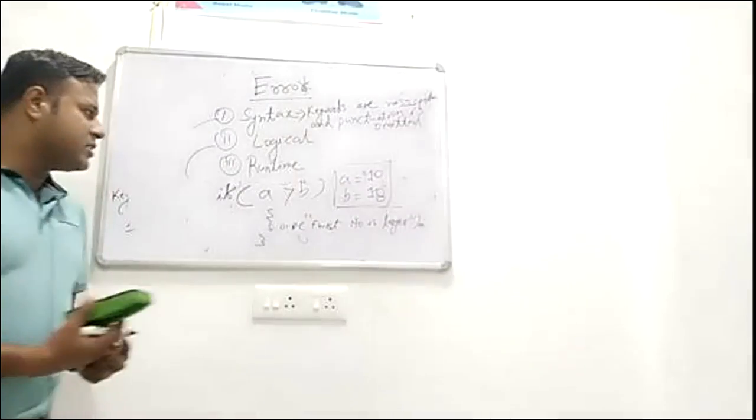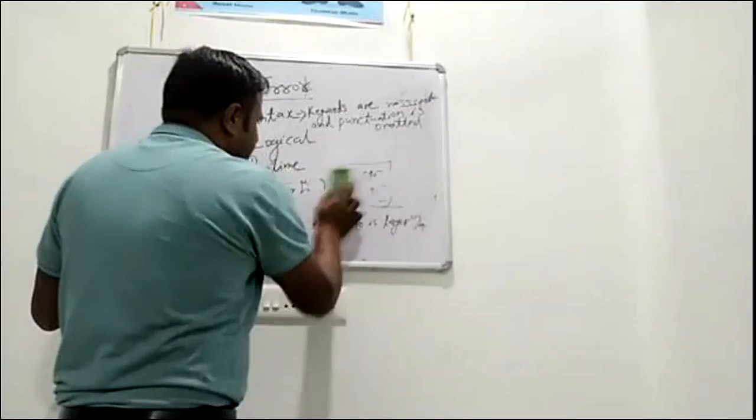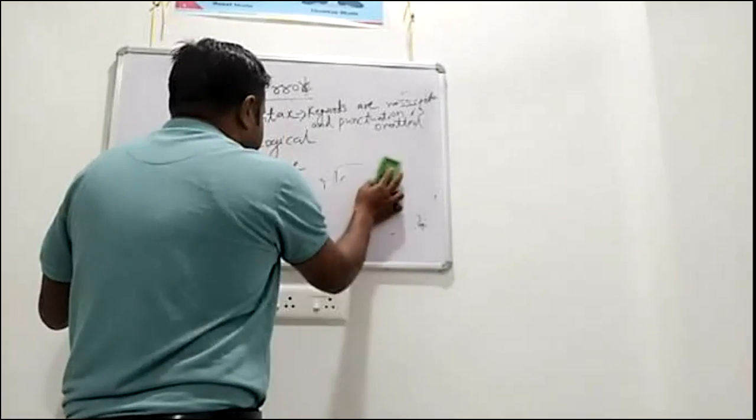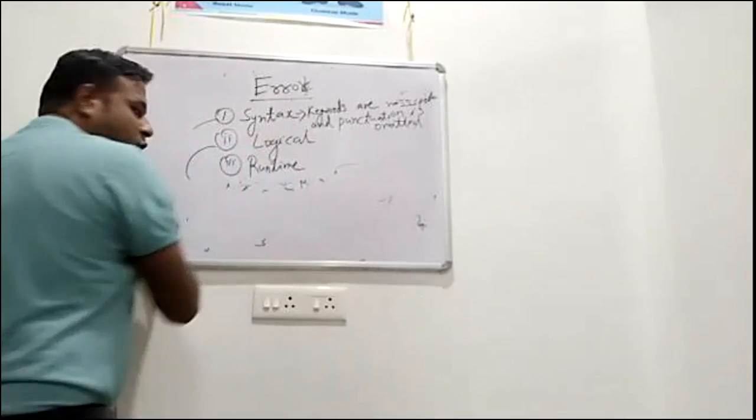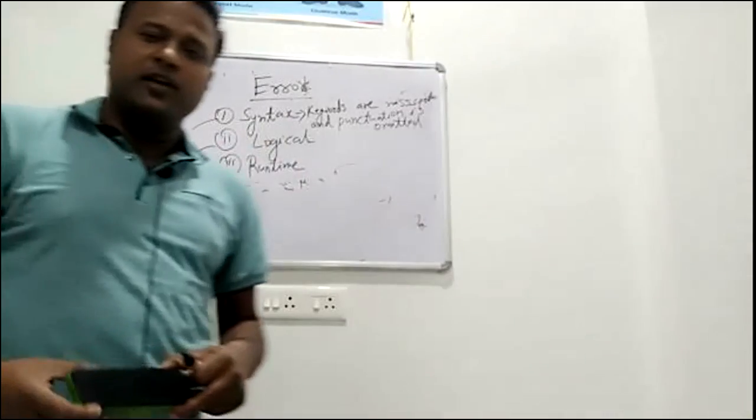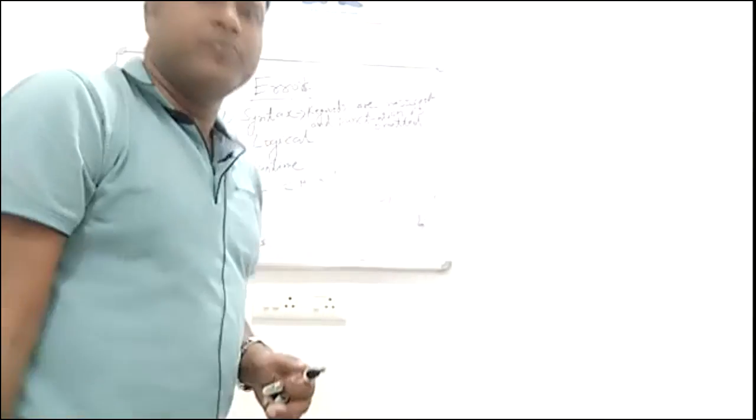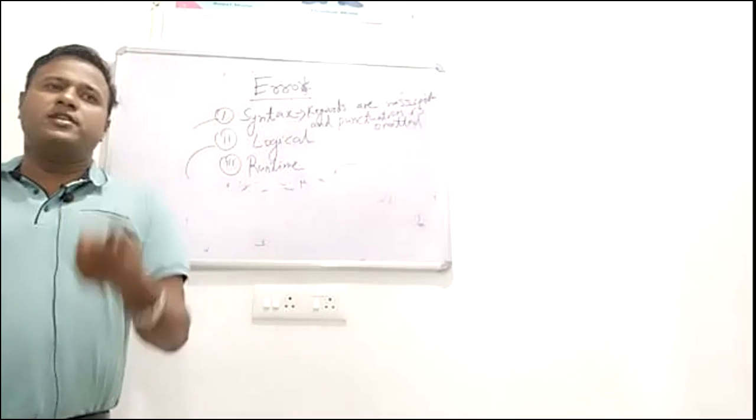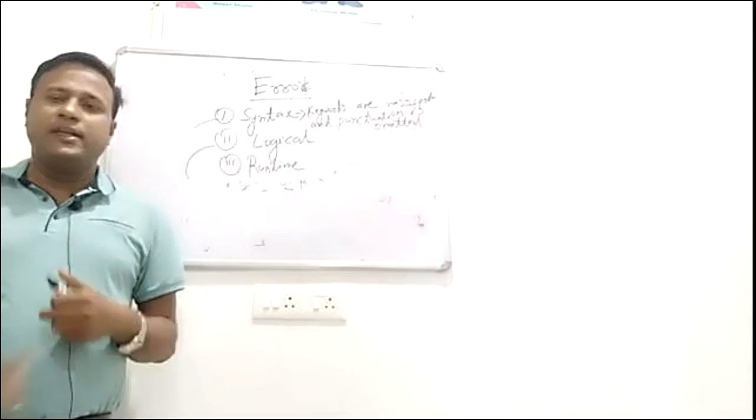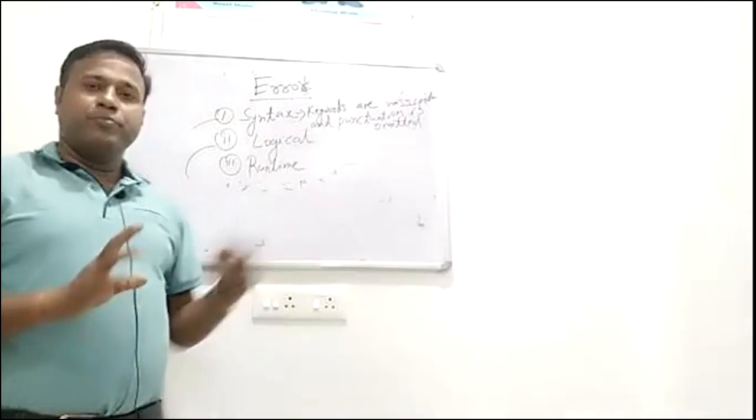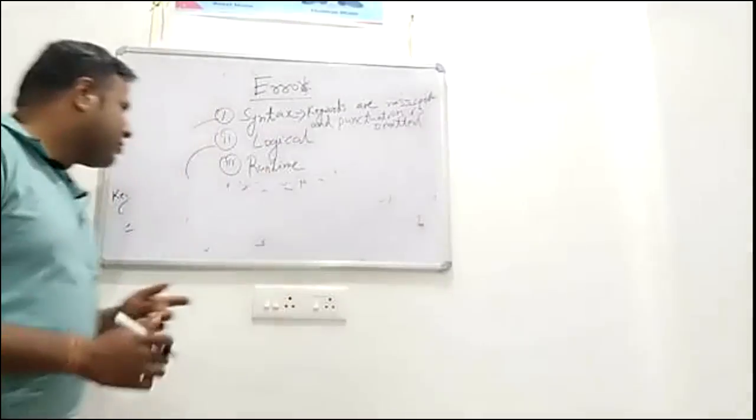A runtime error is what? Another type of error is called a runtime error. In a runtime error, your program is compiled successfully, but at the time of execution it shows an error. Syntactically your program is correct, you have written the correct syntax.